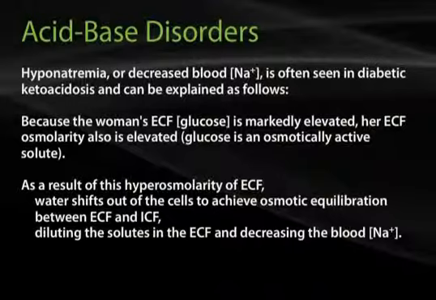Hyponatremia, or decreased blood sodium, is often seen in diabetic ketoacidosis, and that can be explained as follows. Because the woman's ECF glucose is markedly elevated, her ECF osmolarity also is elevated. Recall that glucose is an osmotically active solute. As a result of this hyperosmolarity of the ECF, water shifts out of the cells to achieve osmotic equilibration between the ECF and the ICF. This then dilutes the solutes in the ECF, decreasing the blood sodium concentration.